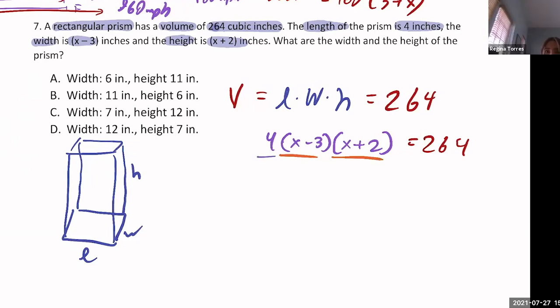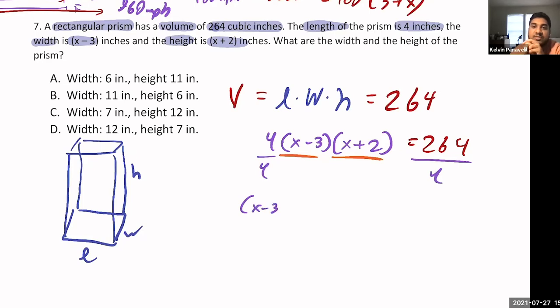On both sides, great. So we're going to get x minus 3 times x plus 2 equals, what's 264 divided by 4, guys, in the chat? And you all should have your calculator. Perfect, 66.